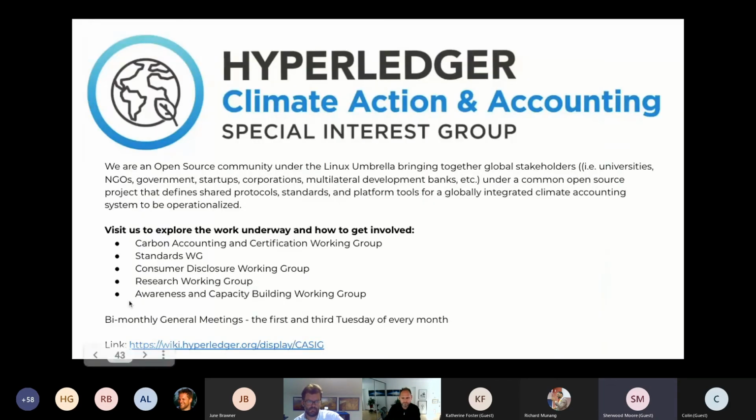So I wanted to give a quick plug for Hyperledger, the Climate Action and Accounting Special Interest Group that I'm co-chairing. It's an example of one of the multi-stakeholder collaboration networks that Martin mentioned. We're very much a working group that has a bunch of different action labs. So you can think of it as a sandbox for working towards building different aspects of this global accounting framework. We have different working groups: carbon accounting and certification working group, a standards working group, consumer disclosure, a research working group. We're actively trying to build awareness and capacity in the space.